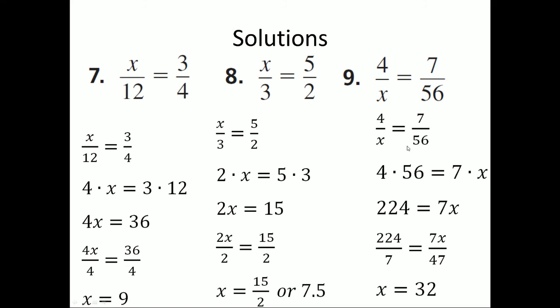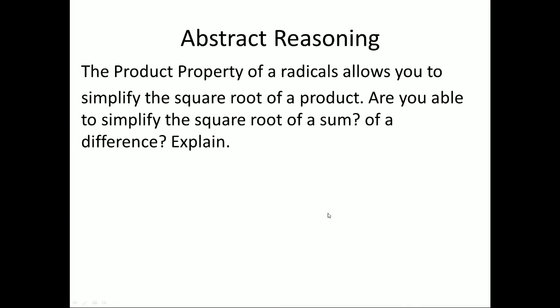Next, cross multiply. 4 times 56 is on the left hand side. On the right hand side, 7 times x. 4 times 56 is 224. 7 times x is just 7x. Divide, again, this is wrong. Divide this and this by 7. 224 divided by 7 is 32. Okay? Alright, that should be correct. Let me just double check that. That is correct. Alright, again, this is an error. There shouldn't be a 4 here. Okay? Alright, but that's it.